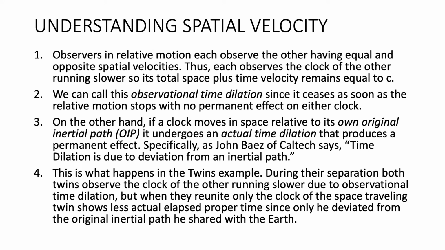Observers in relative motion each observe the other having equal and opposite spatial velocities. Thus each observes the clock of the other running slower, so its total space plus time velocity remains equal to c. We can call this observational time dilation, since it ceases as soon as the relative motion stops, with no permanent effect on either clock.